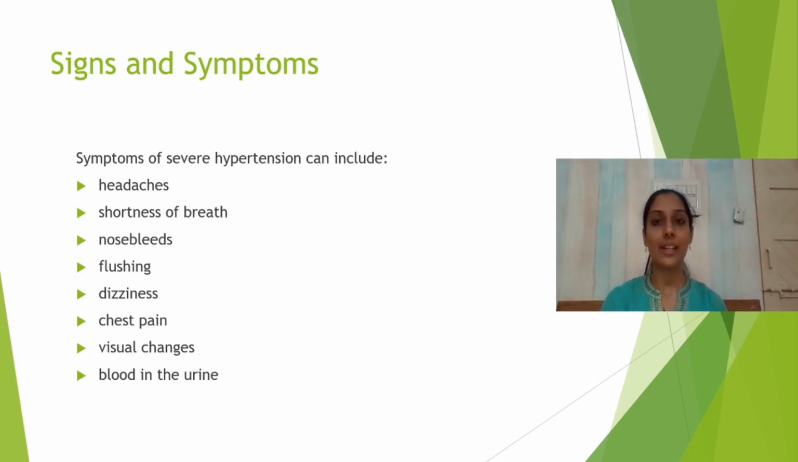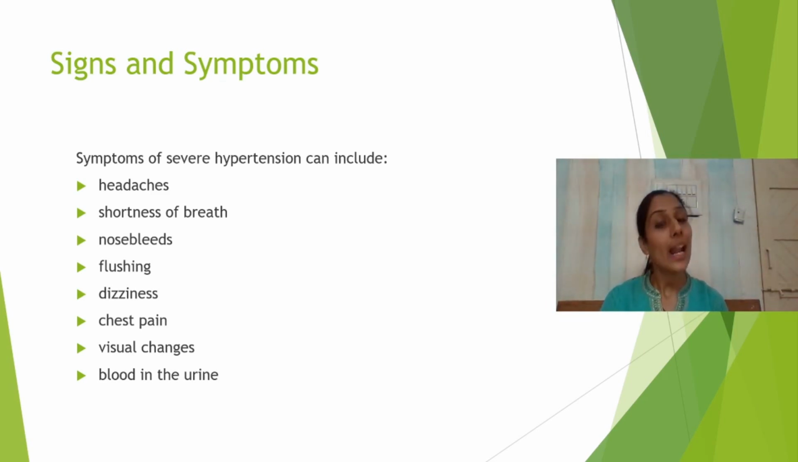It is generally seen that if a person is in the elevated stage of hypertension, which means the blood pressure is in the range of about systolic 120 to 129 and diastolic about 80 to 89, then these signs and symptoms are not observed. But in cases of severe hypertension, these symptoms are observed.